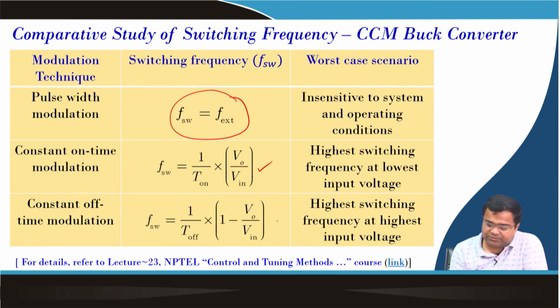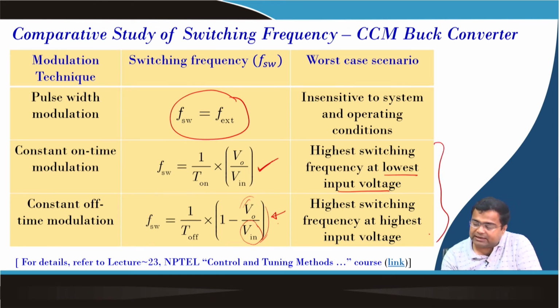For constant off time, the switching frequency will be highest at the highest input voltage condition, because this will be small, and at the highest input voltage condition this will be smallest and this will be highest. Here, the switching frequency is highest at the lowest input voltage condition. That means, as you decrease the input voltage, switching frequency will increase, and in the other condition the switching frequency will increase if you increase the input voltage.